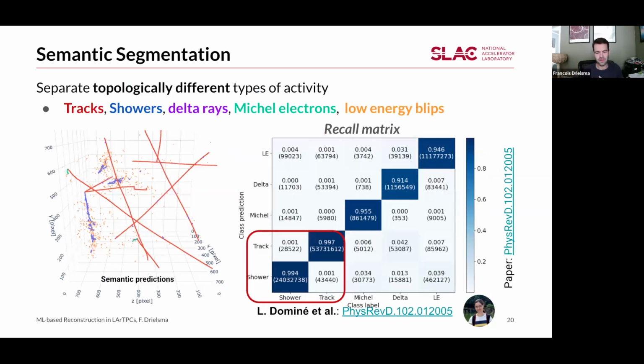If you look at the performance for this semantic segmentation classification task, you can see that we achieve exquisite separation between electron and track activity above 99%. The confusion is something like 10 to the minus 3. So that's really a good start and a good basis for the rest of the reconstruction.